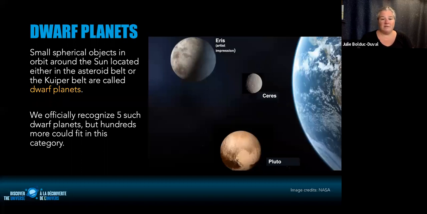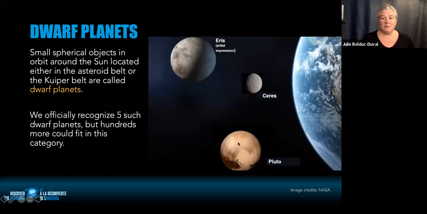So there are 5 of them right now officially recognized as dwarf planets, but there are hundreds of objects that could fit in this category. And we know of hundreds of objects, for example, in the Kuiper belt. We don't know yet if they're spherical, and this is why we can't call them dwarf planets. They're just points of light. They're so far away, we just see them as points of light, and we don't know if they're spherical, so we can't officially call them dwarf planets in that case.